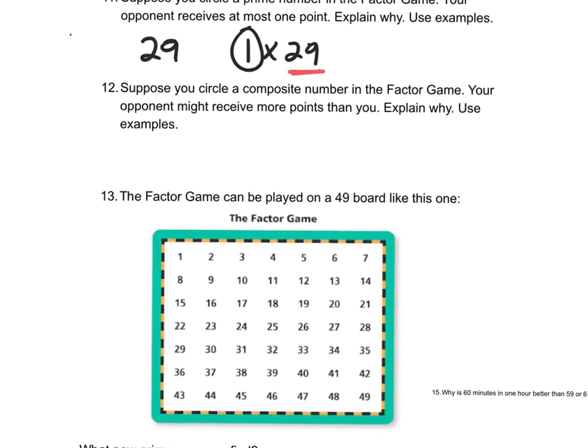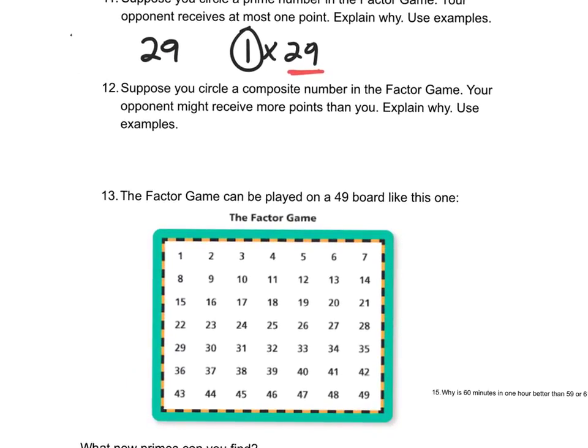Suppose you circle a composite number on the factor game. Your opponent might receive more points than you. Explain why. Use examples. Well, let's use the one we used in class. They would get more points on certain numbers. If your opponent chose, if I choose 30, Mr. Kruger would get 30. What would you get?